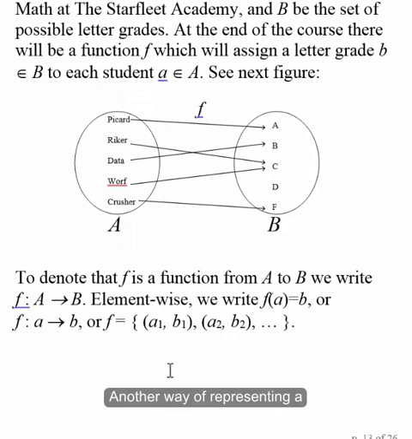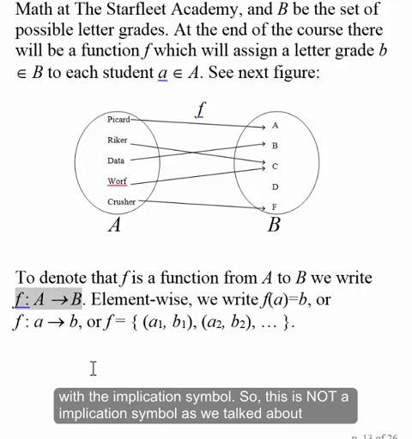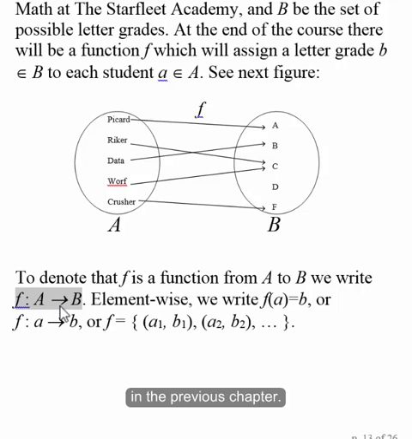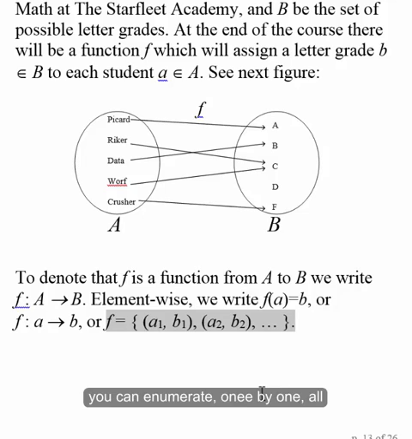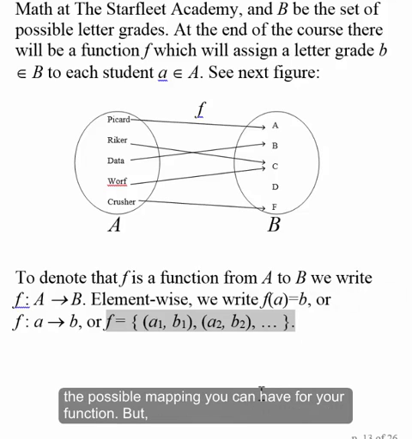Another way of representing a function is like this. Don't get confused with the implication symbol. So this is not an implication symbol, as we talked about in the previous chapter. You can also say f of a equals b, or use this notation as well. Or if the number of elements is not that big, you can enumerate one by one all the possible mappings that you have for your function.